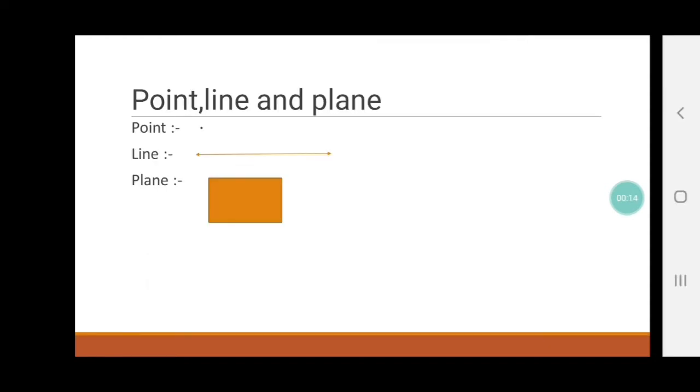Using the pencil or a pen, it's just a dot. Line. Line is the set of points which can be extended on both the sides, whose length cannot be measured. It's a straight line. Line is just a straight line. Planes. What are planes? Planes are also a set of points. It may be two-sided, it may be three-sided, it may be more than five-sided, a closed figure which can be extended according to their respective sides.